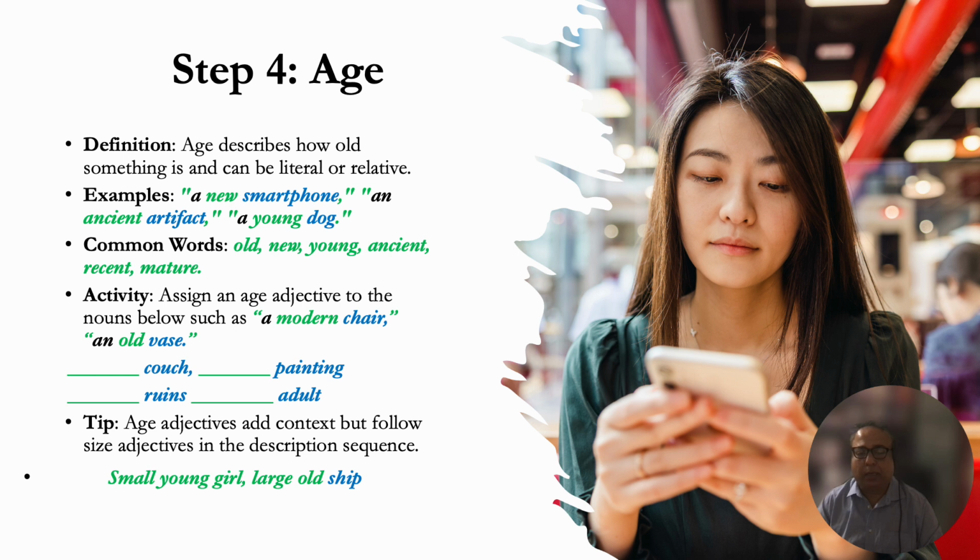Okay? Now remember that age adjectives come after size. So small, young girl, large, old ship. So remember that order, okay? Size comes before age. Okay.